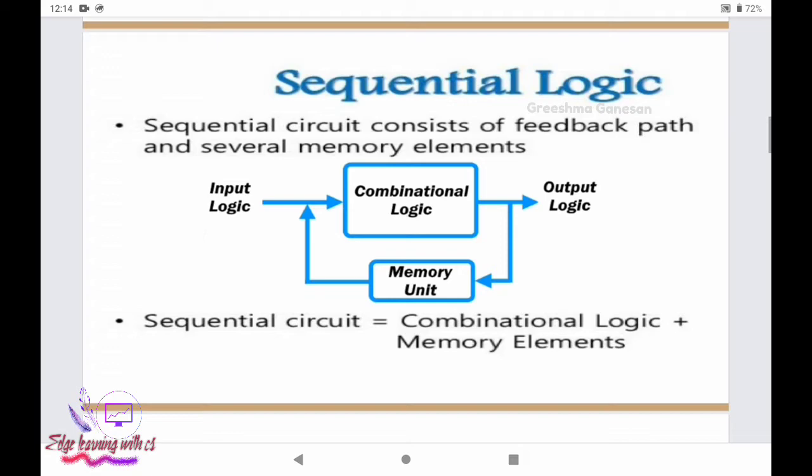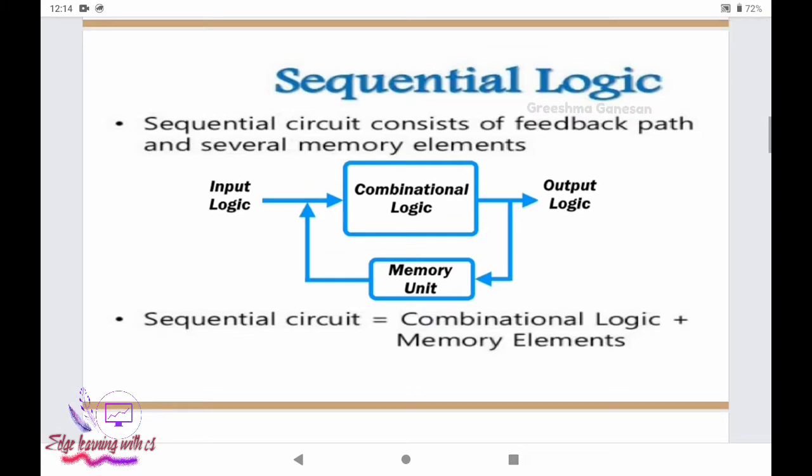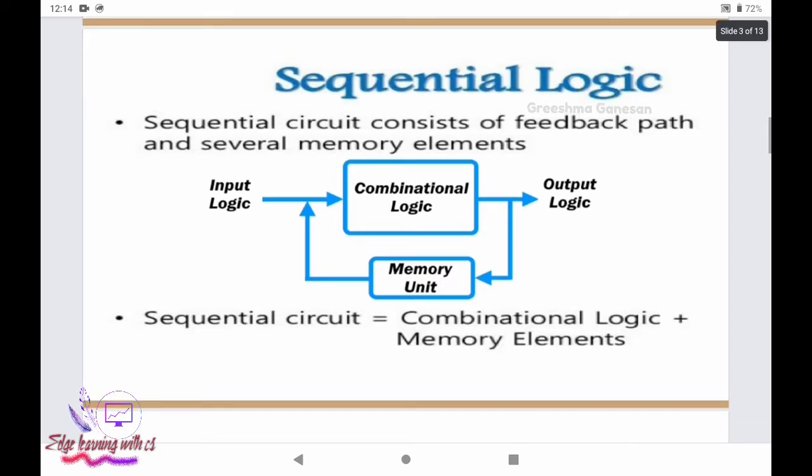You can see in this diagram we are giving input to the combinational logic. After processing, it produces the output. And whenever we produce the output, we are also saving something in the memory unit. After this process, if you need the data that you have saved, you can take it back to the combinational logic and process the memory elements again. So basically, sequential circuit equals combinational logic plus memory elements. That means it is just similar to combinational logic itself.